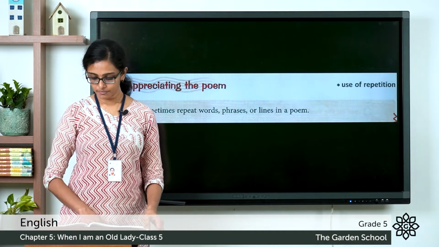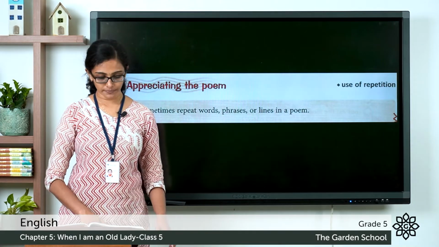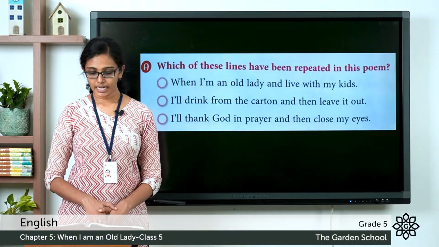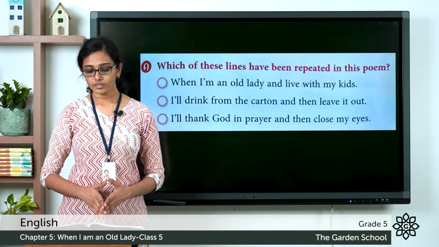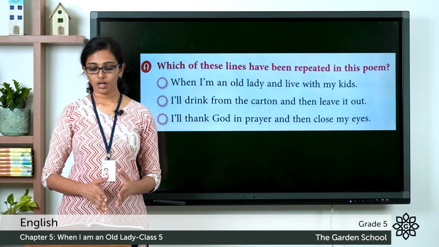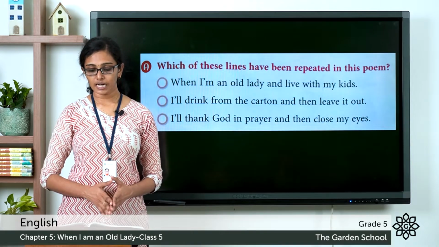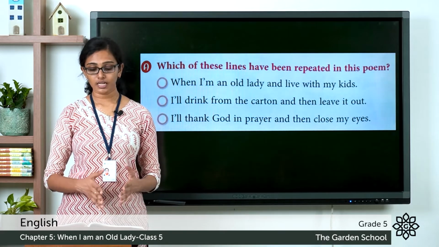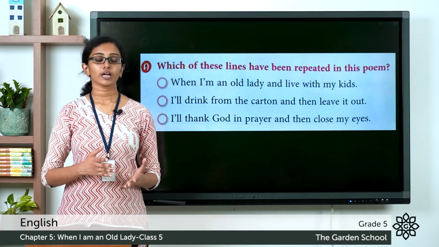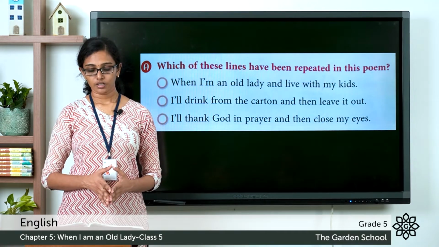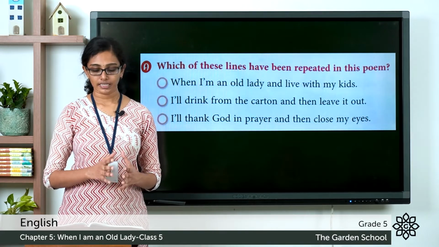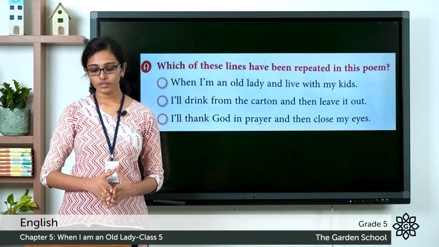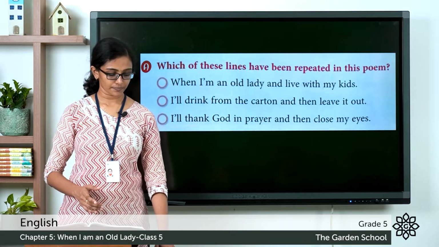And on page number 77, you can see a question. Which of these lines have been repeated in this poem? Is it "When I am an old lady and live with my kids," or is it "I will drink from the carton and then leave it out," or is it "I will thank God in prayer and then close my eyes"? So if you have read the poem again and again, you might have noticed the line "When I am an old lady and live with my kids."